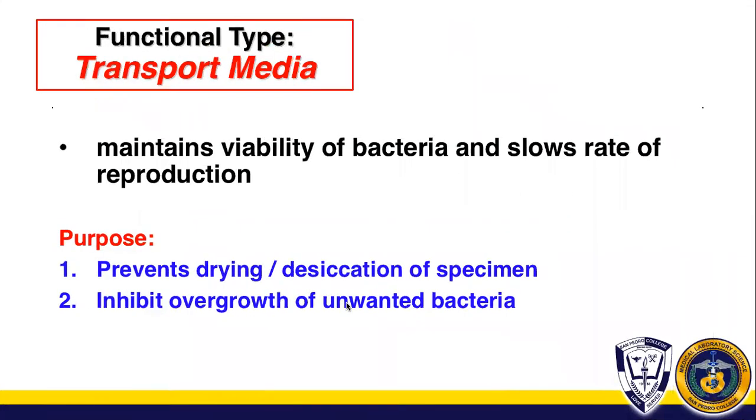Then we have transport media. Clinical specimens may sometimes need to be transported to laboratories in other areas. We need to make sure that the organisms we're going to transport are still viable. So we need to plant our organisms in a culture media that will maintain their viability and slow the rate of microbial reproduction. So we use transport media. It prevents drying of the specimen and inhibits overgrowth of unwanted bacteria.